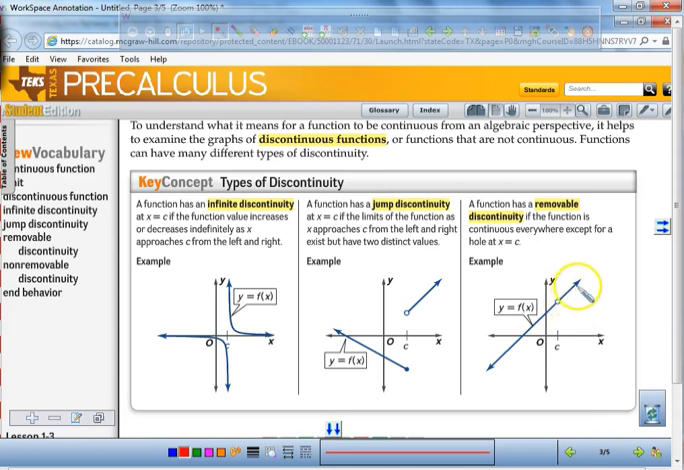So that right there, any type of point discontinuity is called removable discontinuity. So you're continuous all the way up to that point. It says right here, it's continuous everywhere except for this little tiny value. So those are the 3 types of discontinuity. All right?